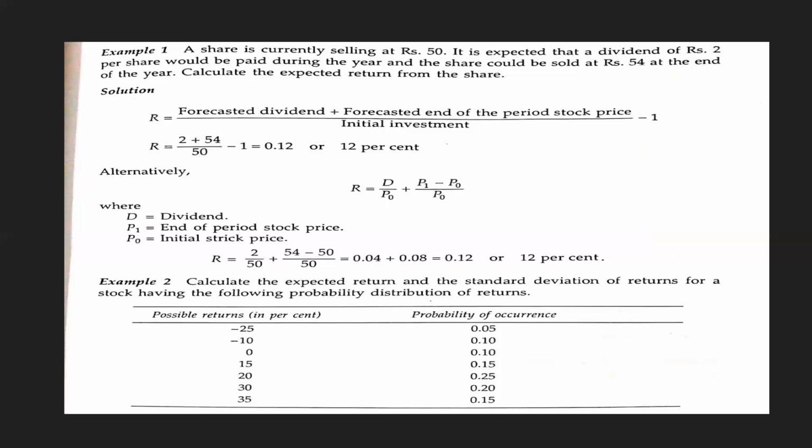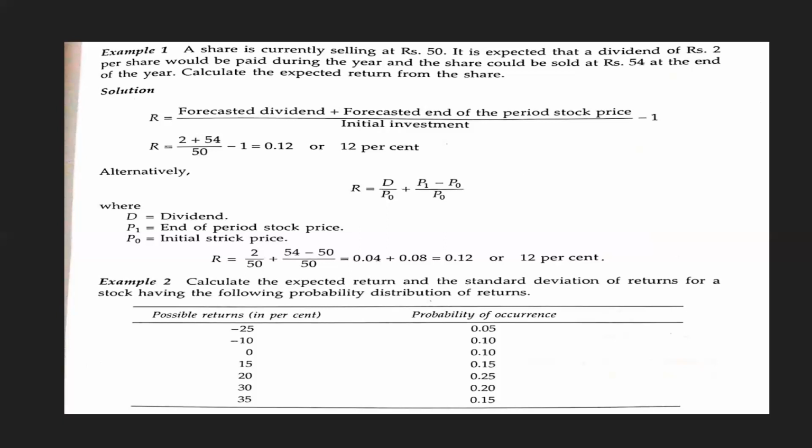Let's look into the second question. Calculate the expected return and the standard deviation of return for a stock having the following probability distribution of returns. So in this case, you are asked to calculate the return as well as the risk. Standard deviation of returns is nothing but risk. So you have to calculate the risk and the return of this investment.